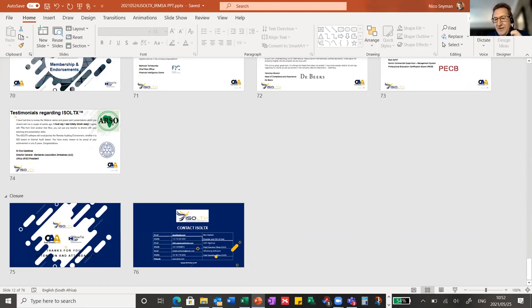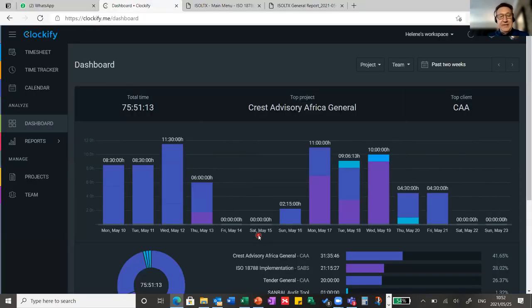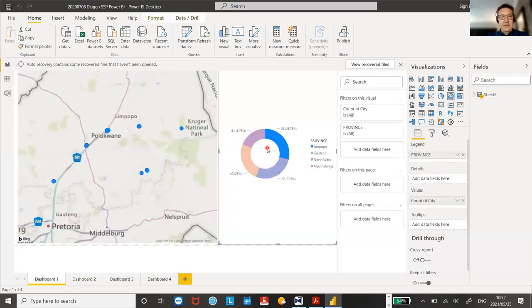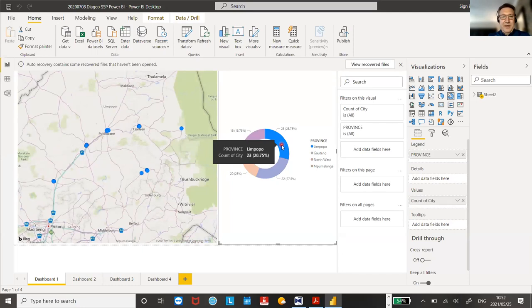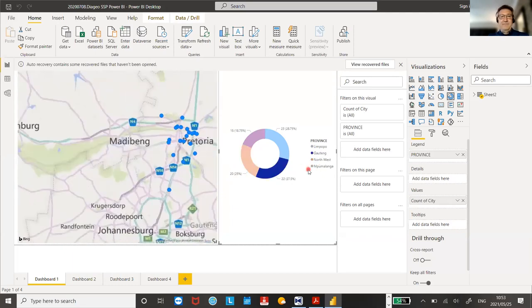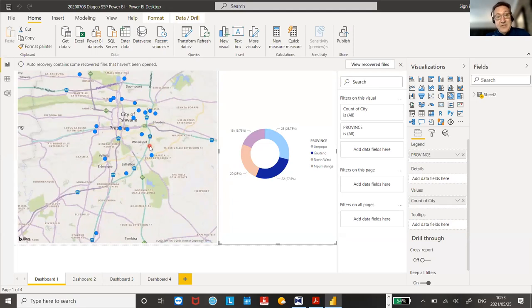Doesn't matter. Because we are Microsoft based, we are working specifically on Power BI. Power BI Enterprise is fantastic because it reads everything that you've got, either in Word or in Excel or anything. So you bring that into dashboards that look like this with your GPS coordinates, and you can actually see where what took place. And I can change this, it is very interactive. So I can say, what did we do in Limpopo? What did we do in Northwest? What did we do in Gauteng? And this is a real example of data that is on our system.